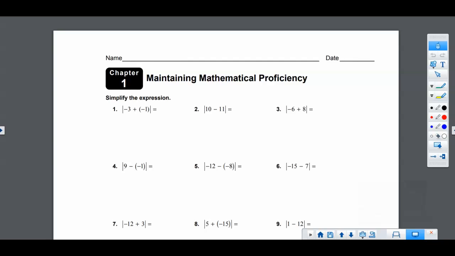Everybody, this is Miss Peg. I want to get you started today with a maintaining mathematical proficiency warm-up exercise to get us ready for our chapter. I'm going to get right into it.